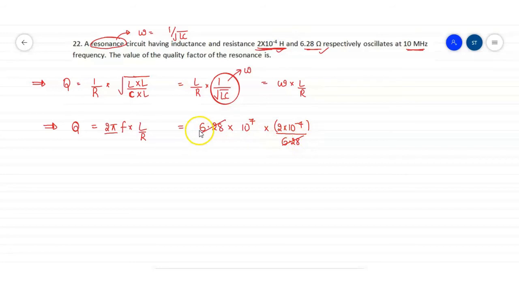So 6.28 will get cancelled out. 10 power 7 into 10 power minus 4 will be 10 power 3. So this is 1000 into 2. So the quality factor of this circuit will be 2000. That will be the solution for this question. Thank you.